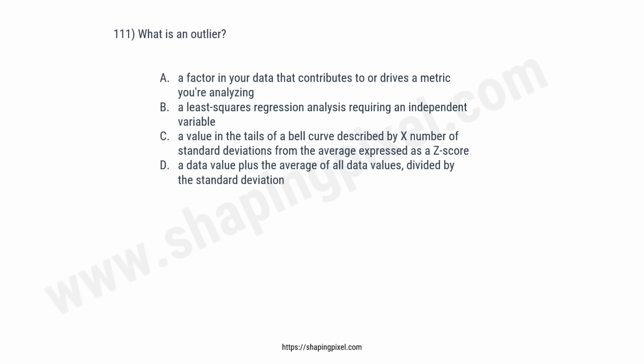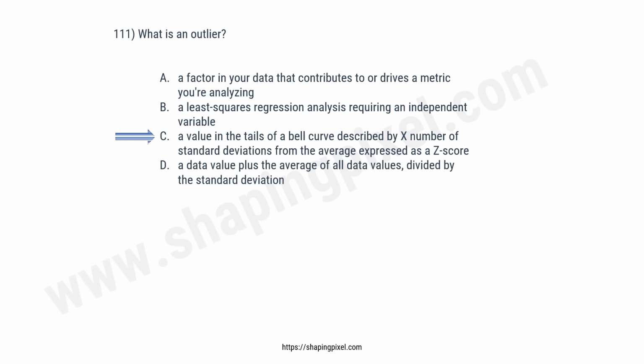Question number 111. What is an outlier? And we have four options. Option A, a factor in your data that contributes to or drives a metric you are analyzing. Option B, a least squares regression analysis requiring an independent variable. Option C, a value in the tails of a bell curve described by X number of standard deviations from the average expressed as a Z score. Option D, a data value plus the average of all data values divided by the standard deviation.